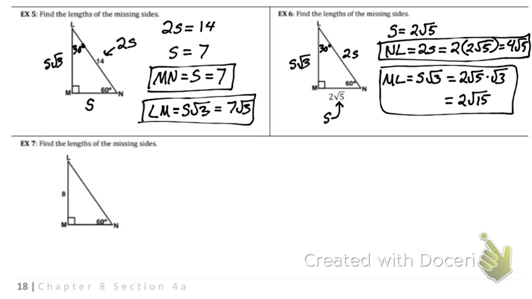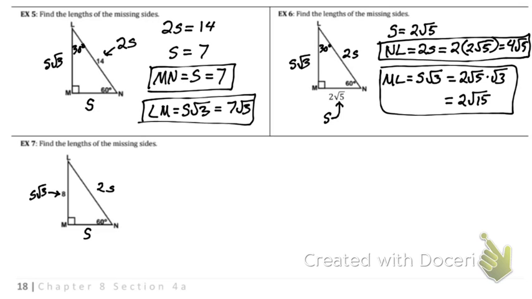Find S. Where would that go? On the bottom one. I'm going to call that one S. What would I call the hypotenuse? Oh, 2S. There you go. I think you meant the S square root of 3 would go there, right?